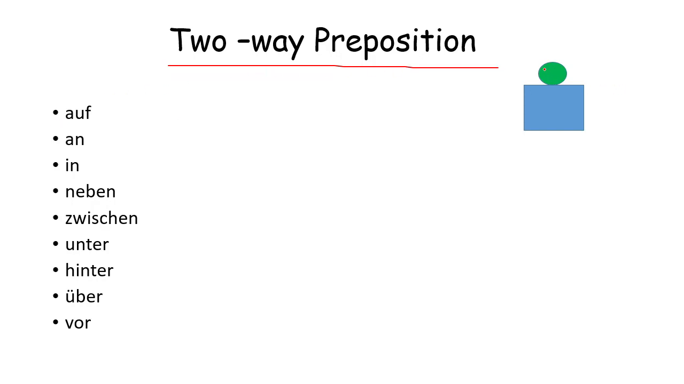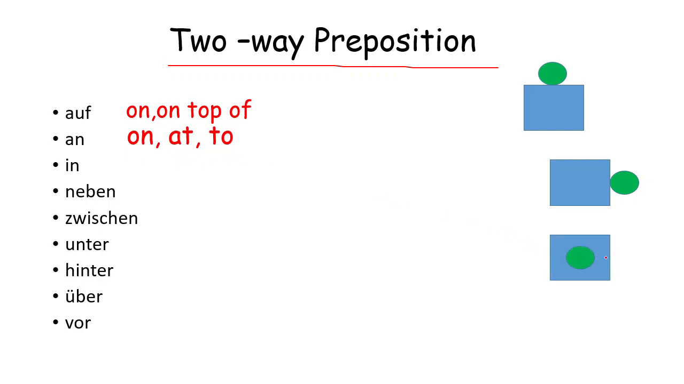Auf means on. It is used when we are above something and touching it, like the laptop is on the table, on the top of. In English we use "on" for both, but in German, horizontal is auf and vertical is an, like the poster is on the wall: an.